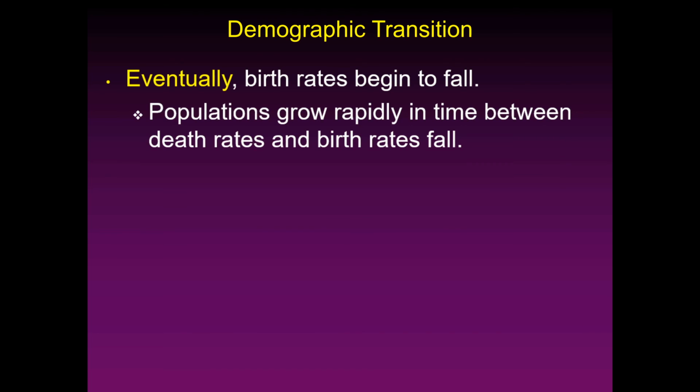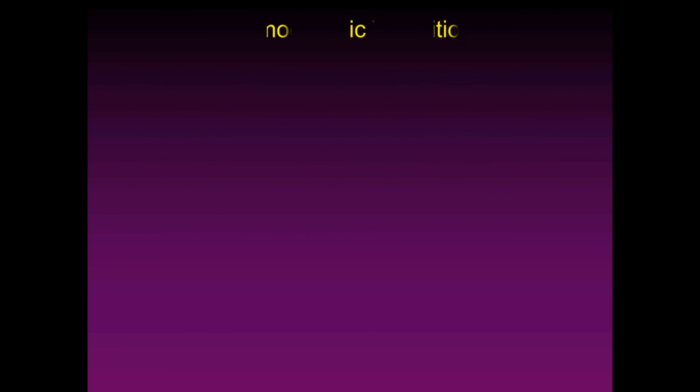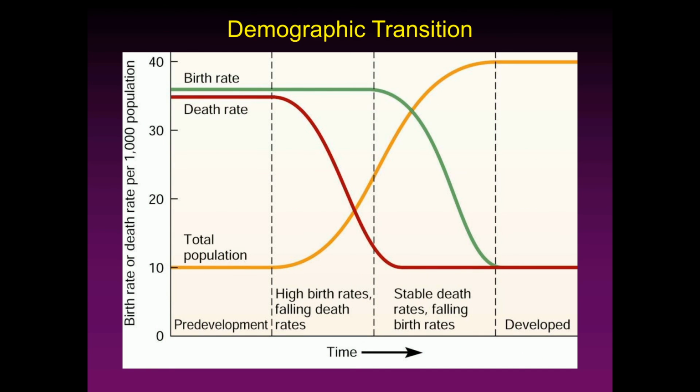This tends to happen when women get a role in society. So populations grow rapidly in the time between death rates and birth rates falling. In developed countries, the transition is complete when both death rates and birth rates are low, and then the population tends to reach equilibrium. So this is what this looks like.